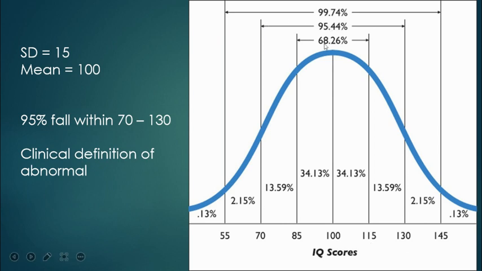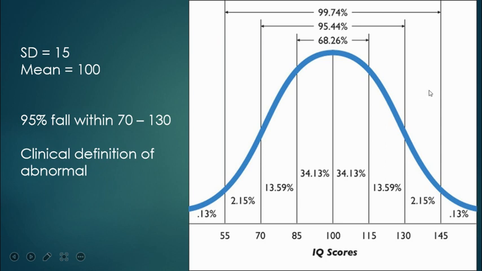Now, if you go out 2 standard deviations from the mean, which would be 30 IQ points, so you go 30 IQ points below 100 all the way to 70, and then 30 IQ points above 100 all the way to 130, you have a much wider range and you capture a much greater portion of IQ scores. In this case, you capture about 95% of the population. So 95% of people on the planet, if they were to take an IQ test, would have a score somewhere between 70 and 130.